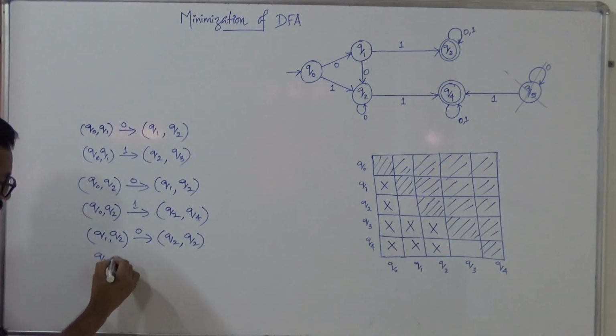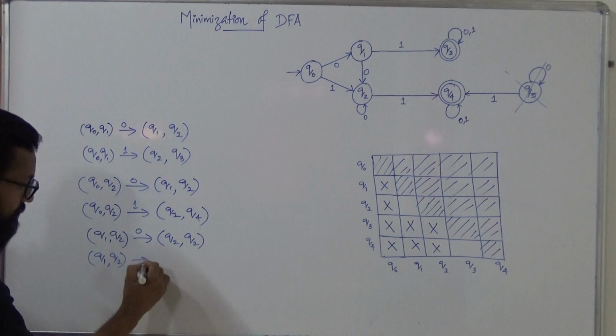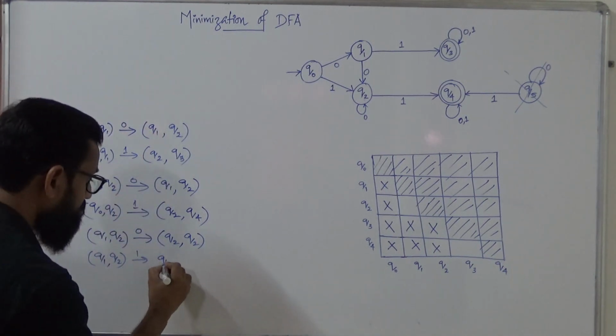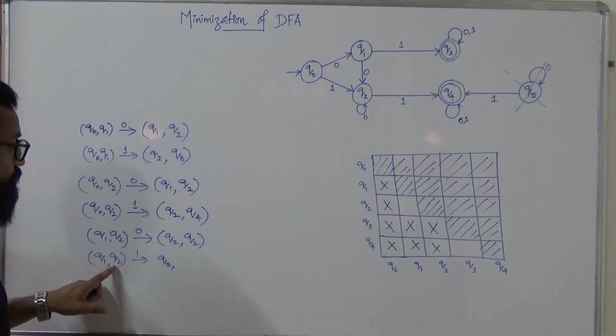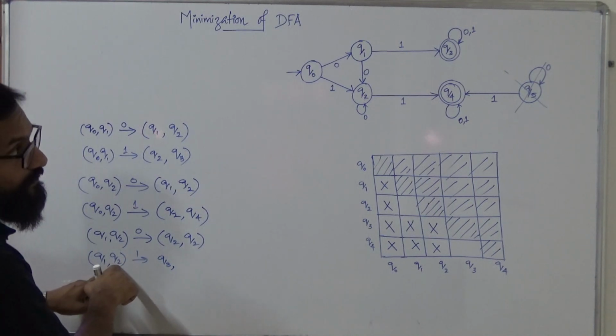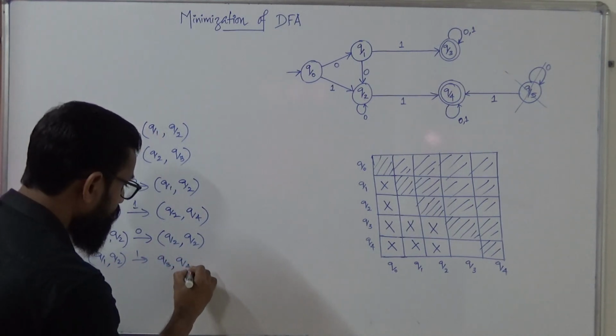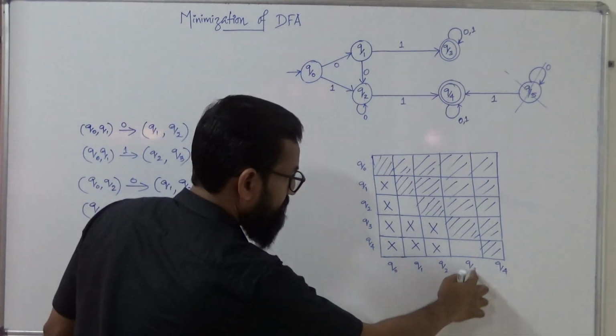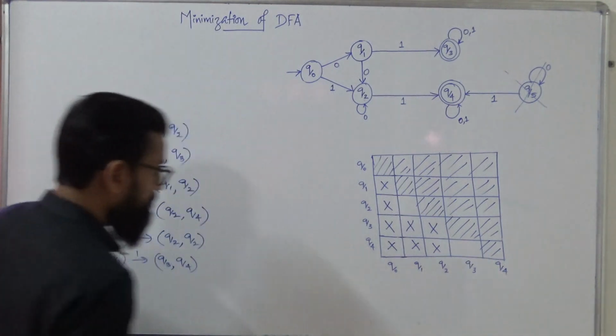Now you can consider Q1 Q2 with input 1. So if you apply 1 input to Q1 it will go to Q3. And if you apply 1 input to Q2 it will go to Q4. So check whether Q3 Q4 is marked as distinguishable. Q3 Q4 is not at all marked.